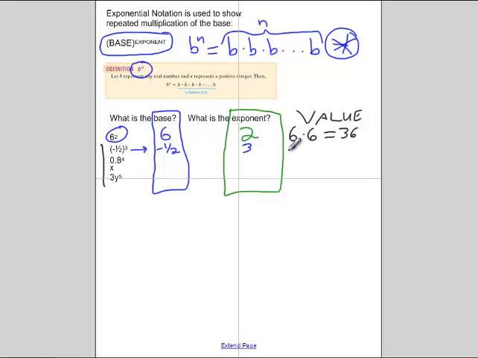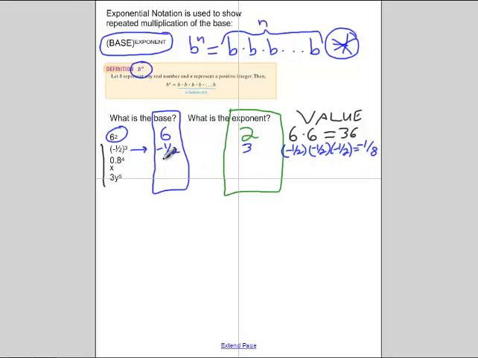So let's try to evaluate that or find a value. What you'd have to do is write negative 1/2, because that's our base, multiplied by negative 1/2, multiplied by negative 1/2, again, because that's our base. It's inside the parentheses, so that has to be our base. Multiplying it 3 times, because that's our exponent. So negative 1/2 times negative 1/2 times negative 1/2 is negative 1/8, and that would be our answer.